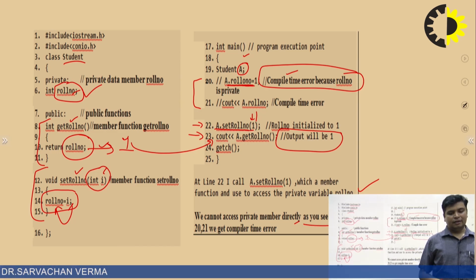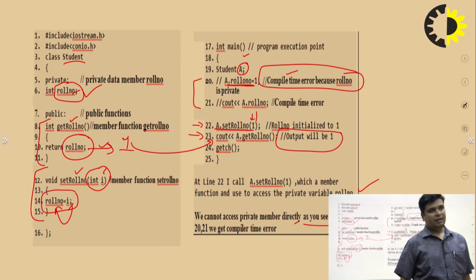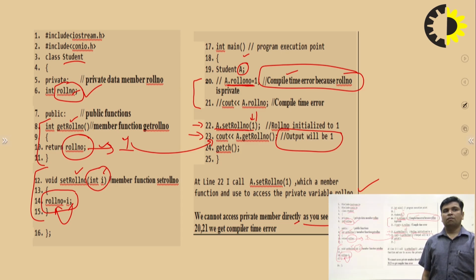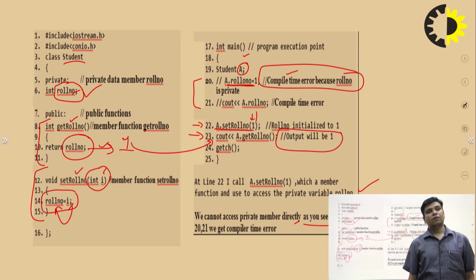So I think you got clarity about how to declare the class, how to access the public and private members of a particular class, and what the impact is if we access the private member directly outside the class. So I think you got clarity about this concept.